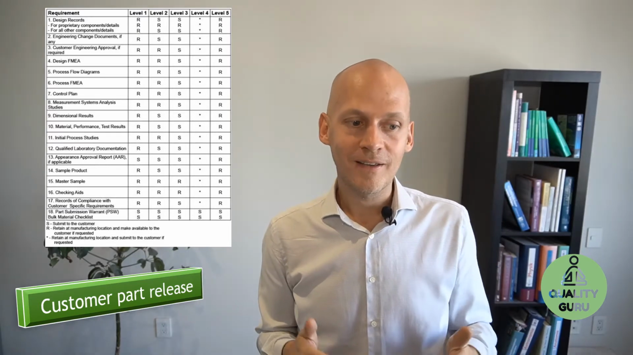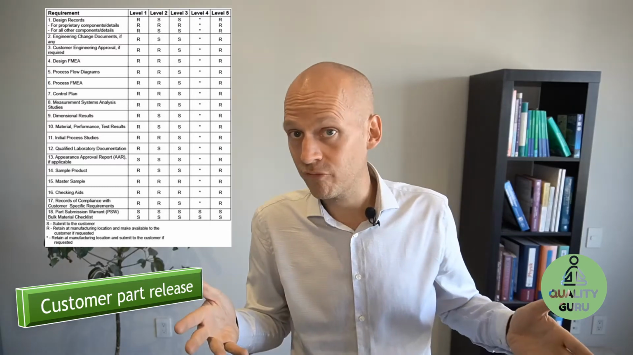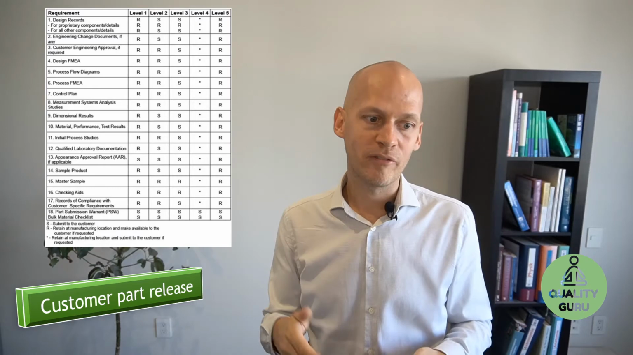Then you give items 8 and 9, measurement system analysis and dimensional results. Measurement system analysis means you show the evidence, the studies, the gauge R&R, that all your gauges are calibrated and functioning well in an acceptable range and can be used for control of your production. Then you give the dimensional results if it's required for the product. So what are the sizes? You measure the parts, you show that they are within the specification of the product drawing. Then you have material performance and test results.